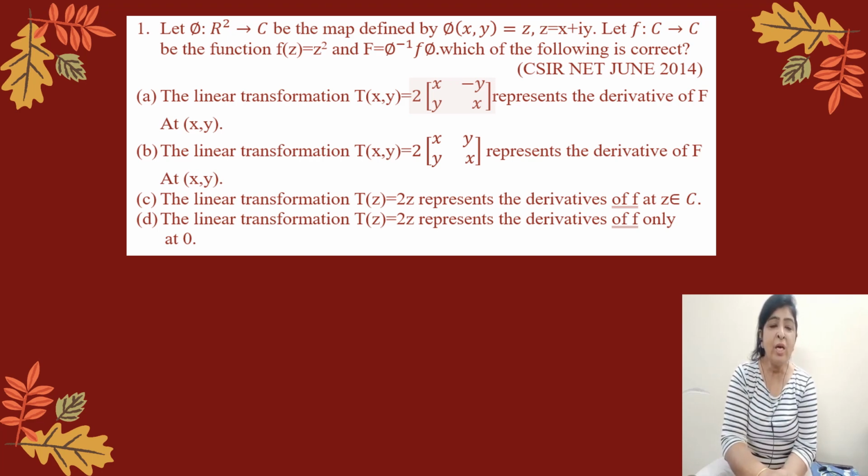What is given to us is the phi function, which is a function of two variables x and y, because this pair is taken from R square, and for C you have z, where z is x plus iota y. Again f(z) is given by z square, and capital F is of the type phi inverse f phi. So we will start from the things given to us.